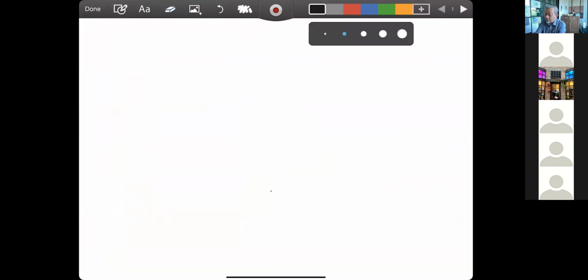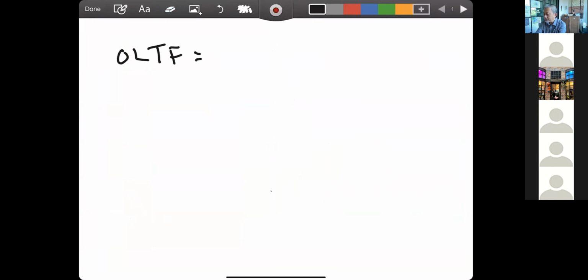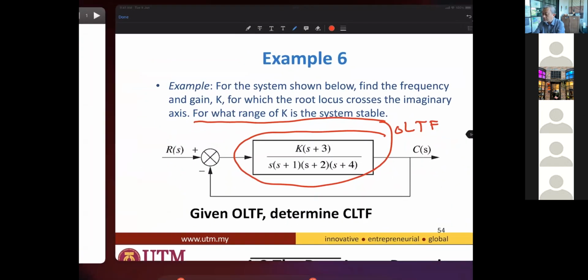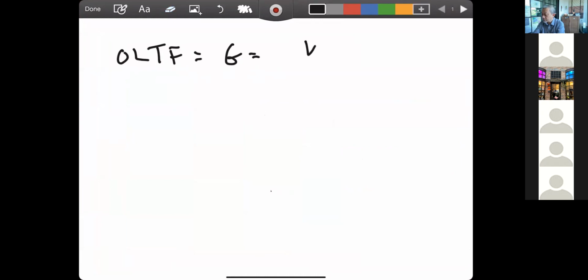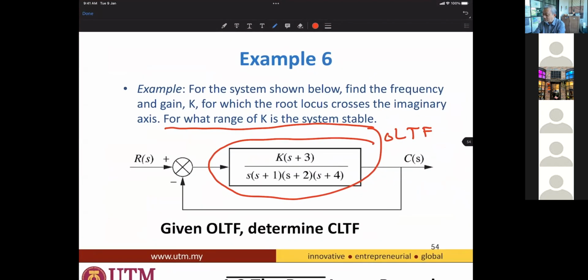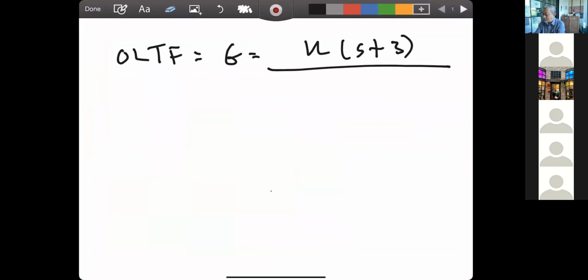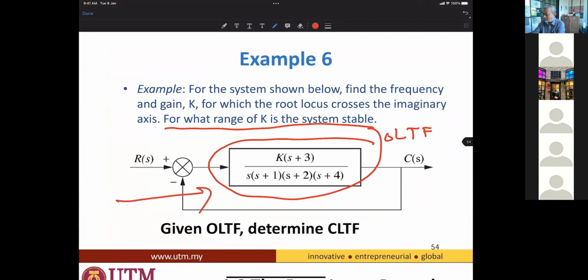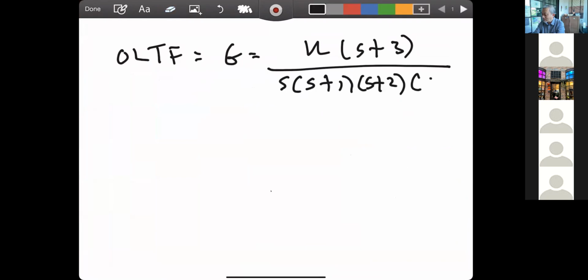Ada, Doktor. What is the open loop transfer function? Just now? Mana ada negative? The open loop transfer function in the box, at the bottom, as written in your notes. S plus 4. S plus 4, right? Yes. So closed loop.